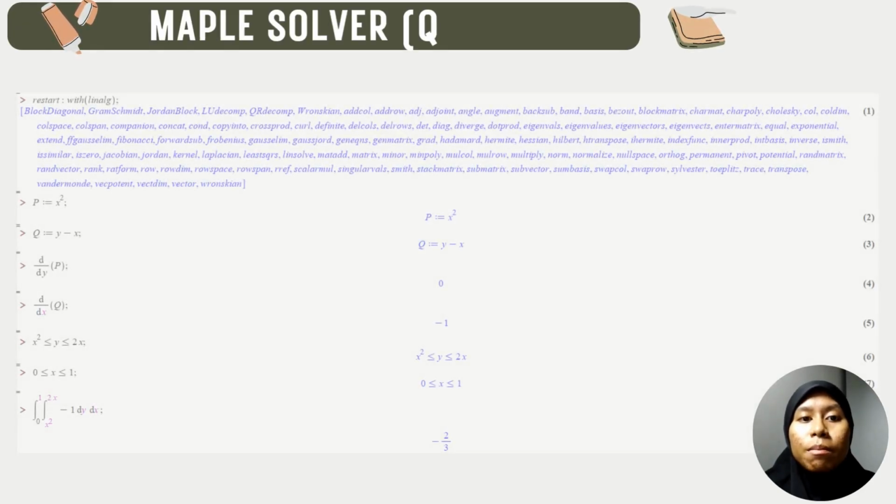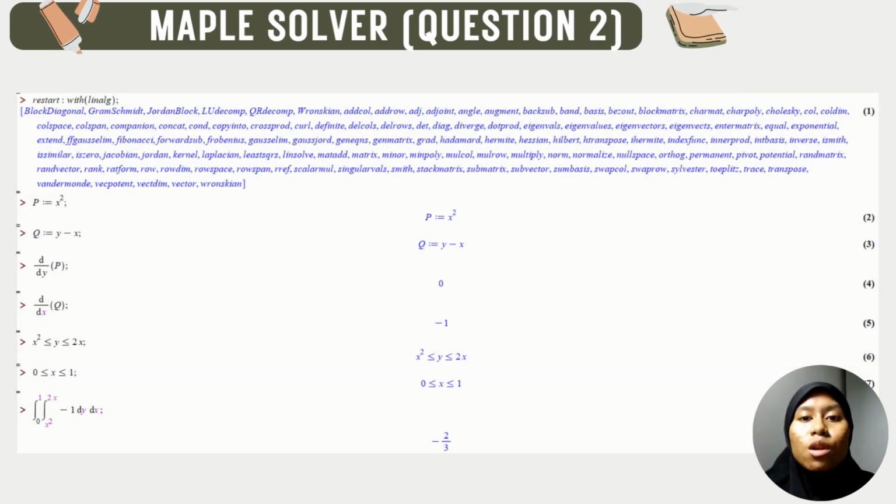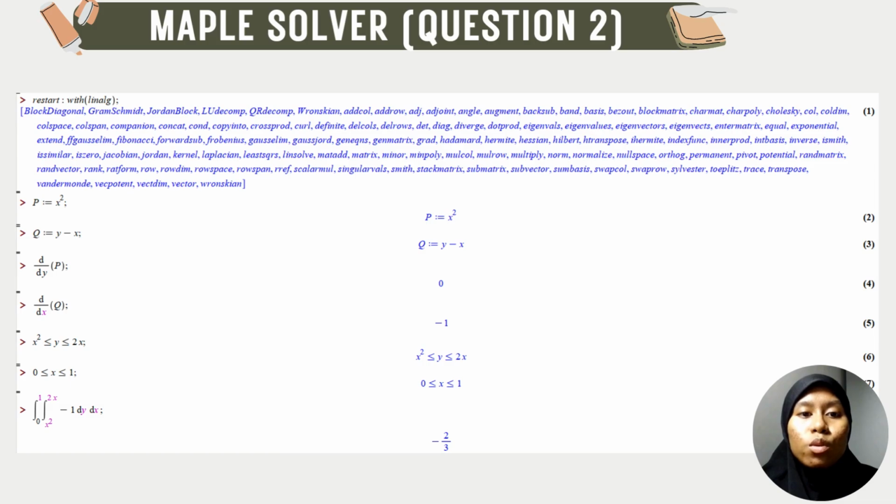Next, I will explain the Maple commands and outputs used in solving question 2. We begin by restarting the Maple session with the restart command. This clears all variables and settings, ensuring a clean workspace. Next, we load the linear algebra package to access matrix and vector operations. The function p is defined as p equals to x to the power of 2. Similarly, the function q is defined as q equals to y minus x. These definitions are confirmed in the outputs as expected.